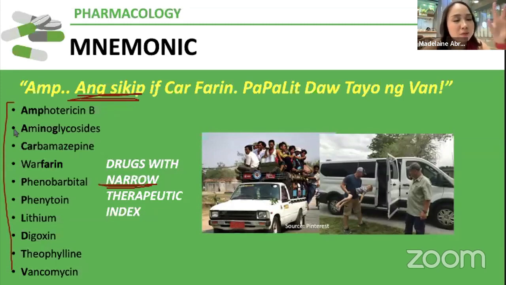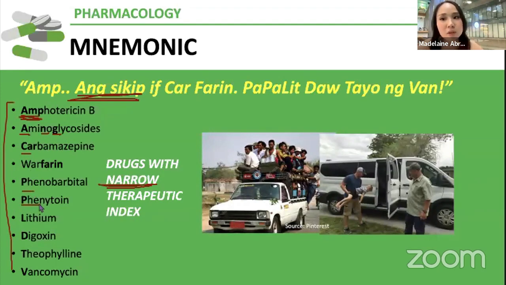But, apart from memorizing, I want you to always define the class. Again, bare minimum natin for the board exams to know at least the class of drugs. Okay, the class of the drugs. So, amphotericin B, it's an anti-fungal, di ba? So, amphotericin B is an anti-fungal. Your aminoglycosides is an antibiotic. Your carbamazepine, your phenobarbital, and phenytoin are anticonvulsants.